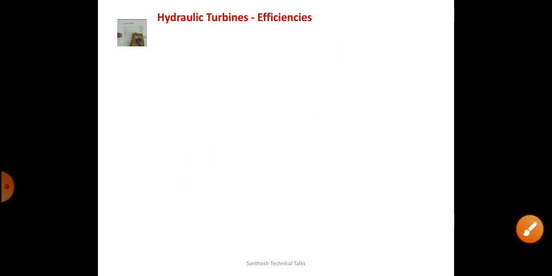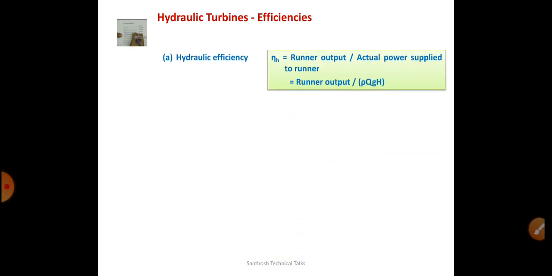So the next is the efficiencies. We have four different efficiencies, and one is the hydraulic efficiency. It is the ratio of the runner output to the actual power supplied to the runner. So runner output divided by rho g Q H. So that is the hydraulic efficiency.